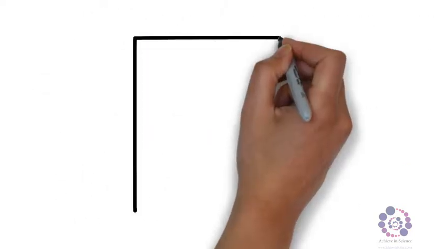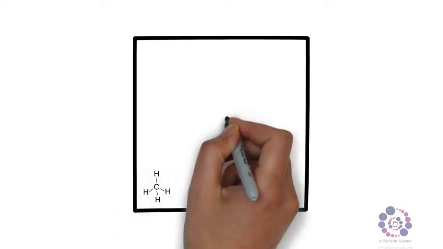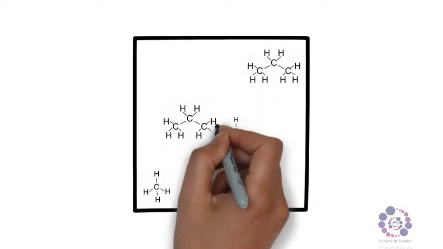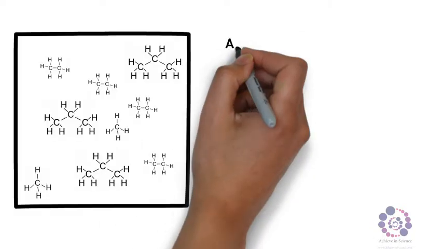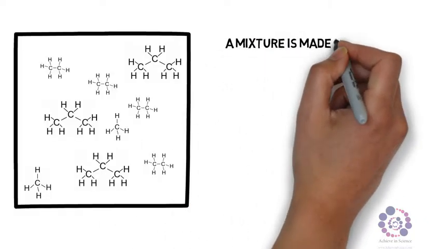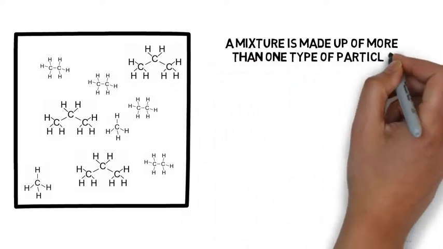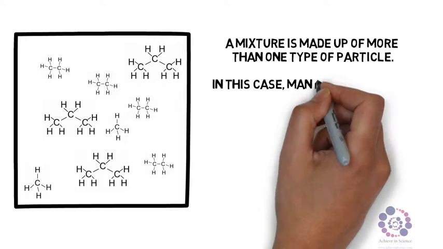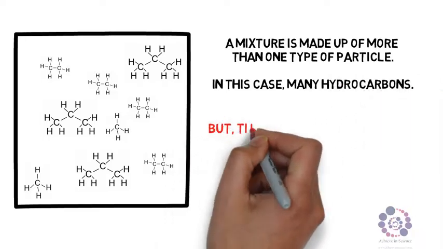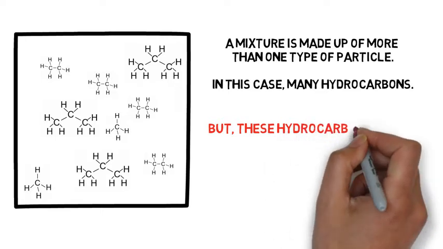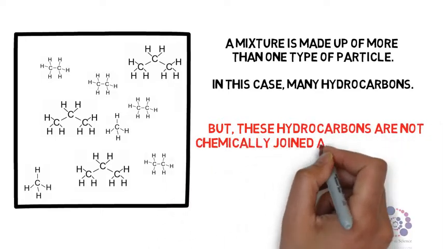Well, first of all, hydrocarbons are compounds made up of hydrogen and carbon only. A mixture is made up of more than one type of particle. Therefore, you can see in this diagram that there are different particles, all of which are made up of carbon and hydrogen only. But the important thing is that these hydrocarbons are not chemically joined, and this means that they can be separated from each other.